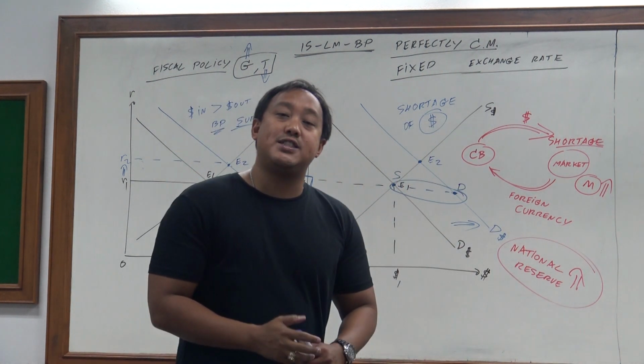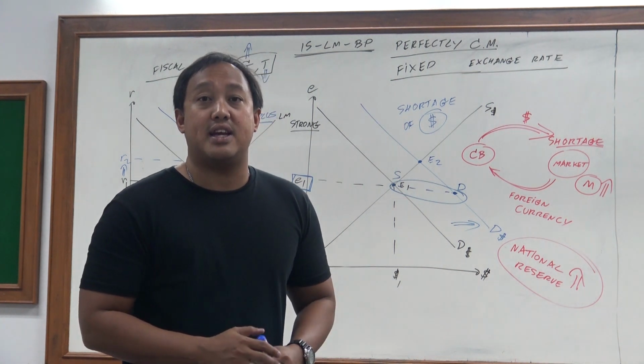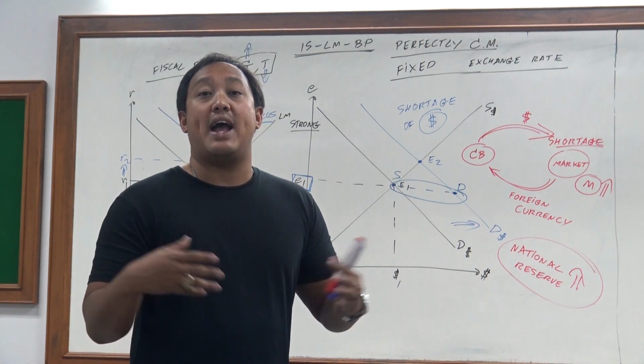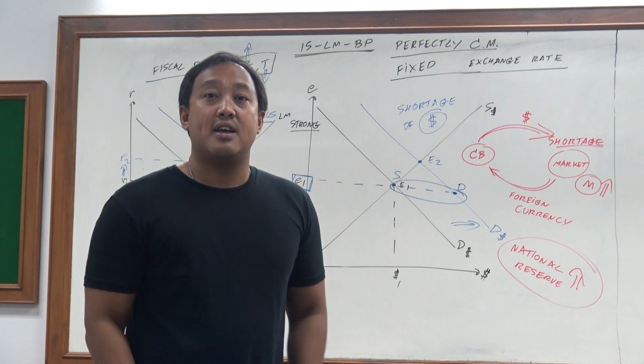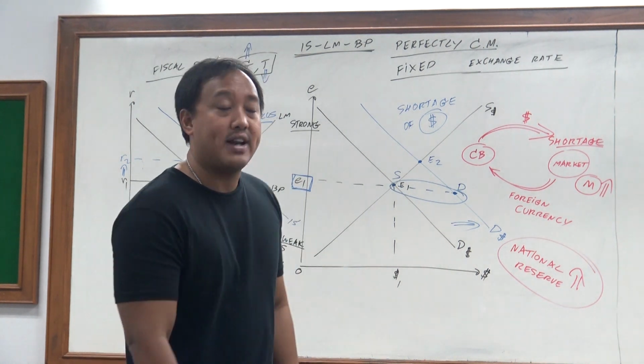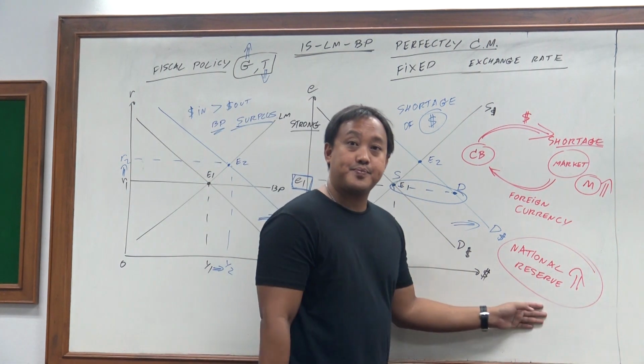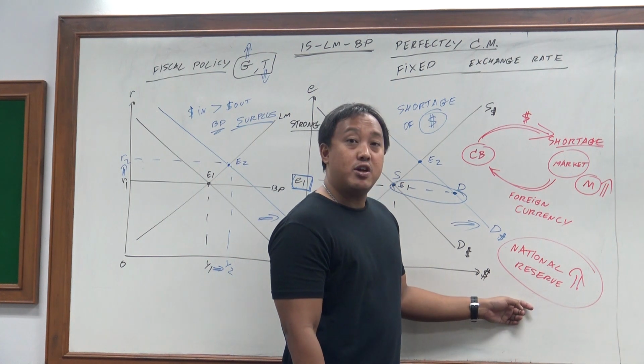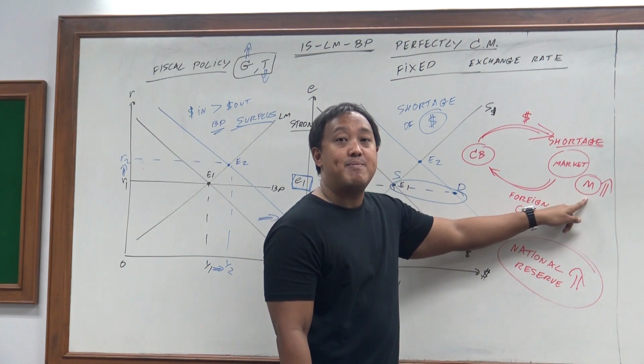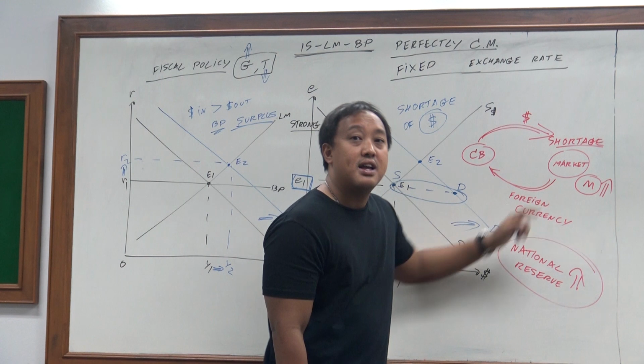National reserve is a place where you keep the foreign currency. It's going to be increasing. It means the central bank has more money. The country has more foreign currency. Okay, then the national reserve is increasing, and at the same time the amount of money in the economy, the market, is increasing.